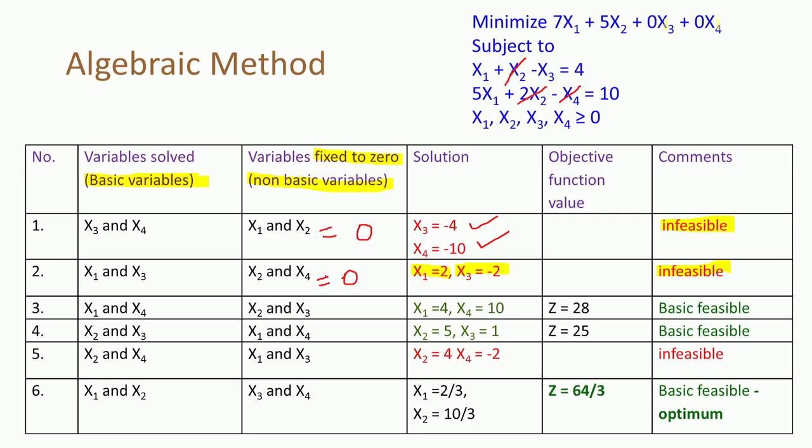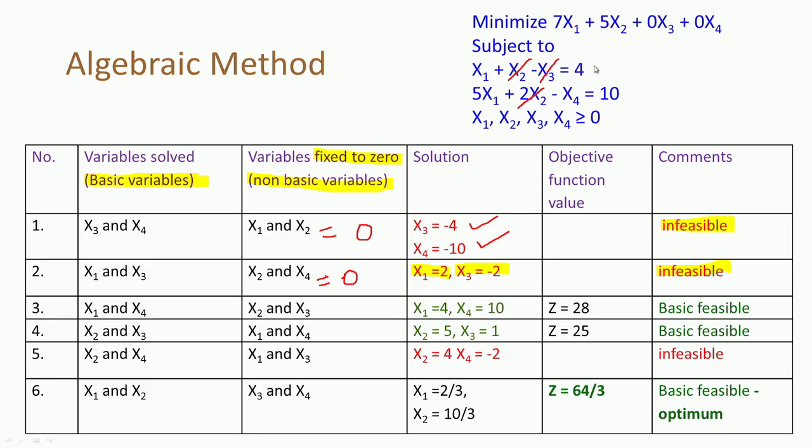Now, we look at the third out of the 6 problems, where we are going to solve for x1 and x4, and we are going to fix x2 and x3 to 0. Since I am fixing x2 and x3 to 0, I am removing x2 and x3 from this solution. So, this gives me a system where x1 is equal to 4 and 5x1 minus x4 is equal to 10.